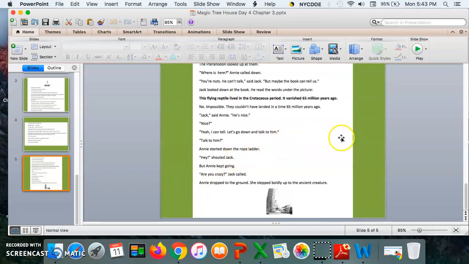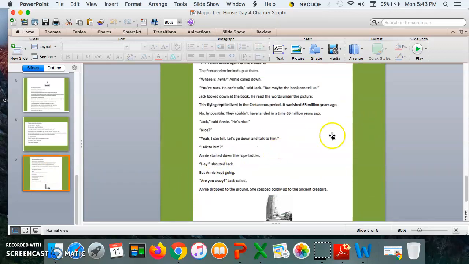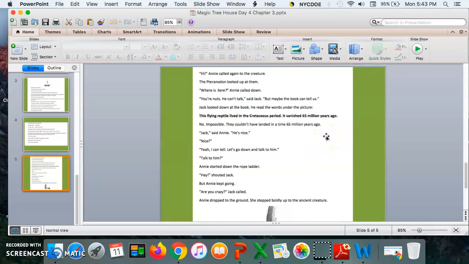The pteranodon looked at them. I'm sorry. Annie? Hi, Annie called again to the creature. The pteranodon looked up at them. Where is here? Annie called down. You're nuts. He can't talk, said Jack. But maybe the book can tell us. Jack looked down at the book. He read the words under the picture. This flying reptile lived in the Cretaceous period. It vanished 65 million years ago. No, impossible. They couldn't have landed in a time 65 million years ago.